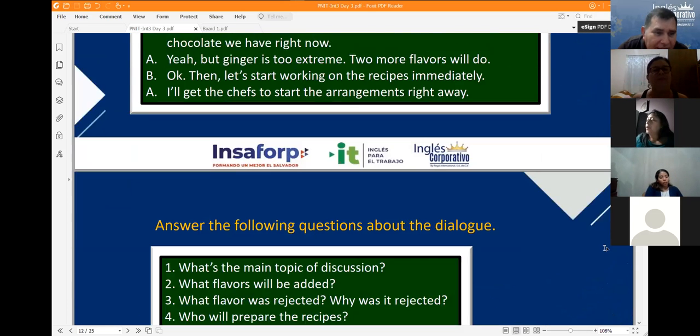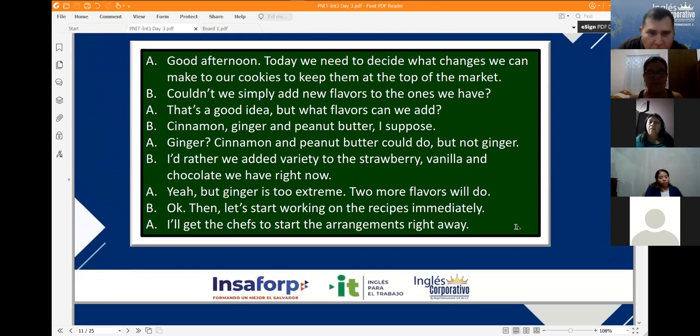Dialogue. We're going to be working on the dialogue and the questions. Okay. So, good afternoon. Today, we need to decide what changes we can make to our cookies to keep them at the top of the market. Couldn't we simply add new flavors to the ones we have? That's a good idea, but what flavors can we add? Cinnamon, ginger, peanut butter, I suppose. Ginger? Cinnamon and peanut butter could do, but not ginger. I'd rather we added variety to the strawberry, vanilla, and chocolate we have right now. Yeah, but ginger is too extreme. Two more flavors will do. Okay, then let's start working on the recipes immediately. I'll get the chefs to start the arrangements right away.